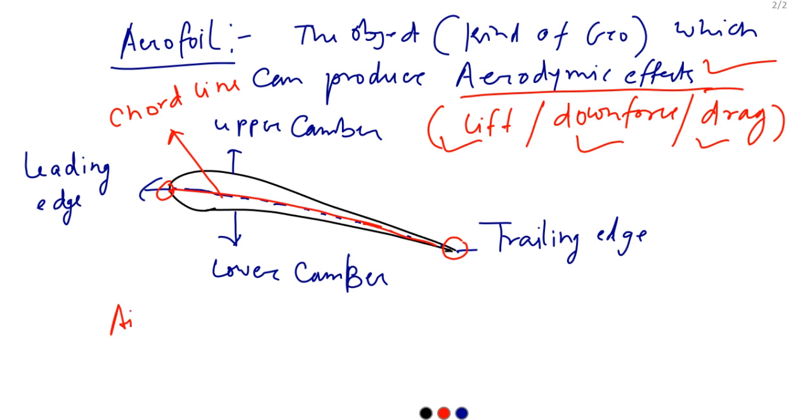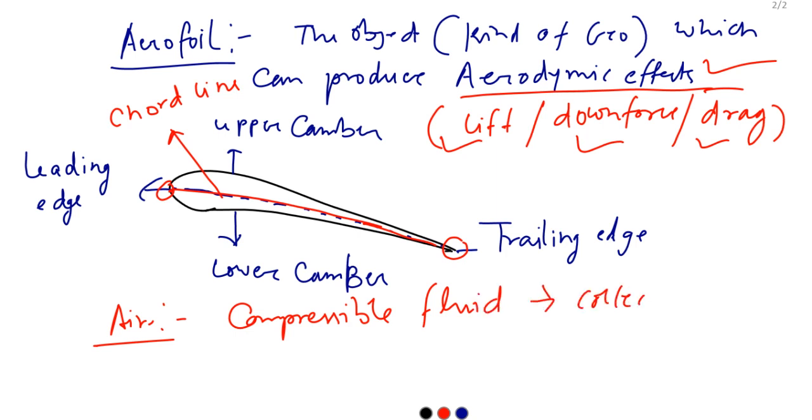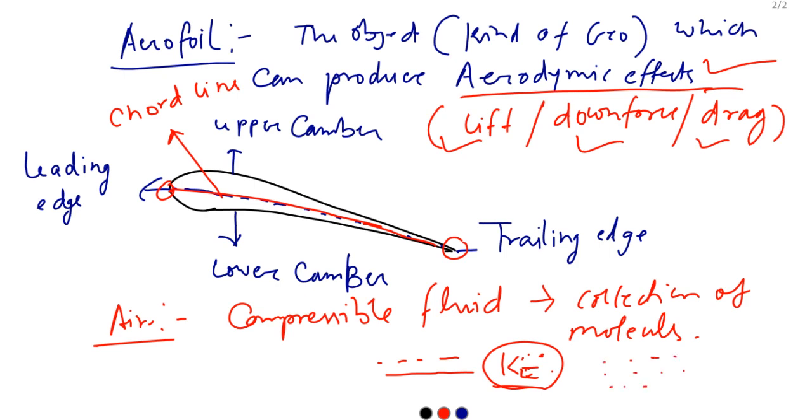Let us understand. Air is basically a compressible fluid, or you can say a collection of molecules. So what will happen when the air molecules are moving? They have certain kinetic energy if they are flowing randomly like here. And when they are colliding with some other objects, this kinetic energy is changing into a kind of pressure energy. We'll understand later how the entire process goes on.